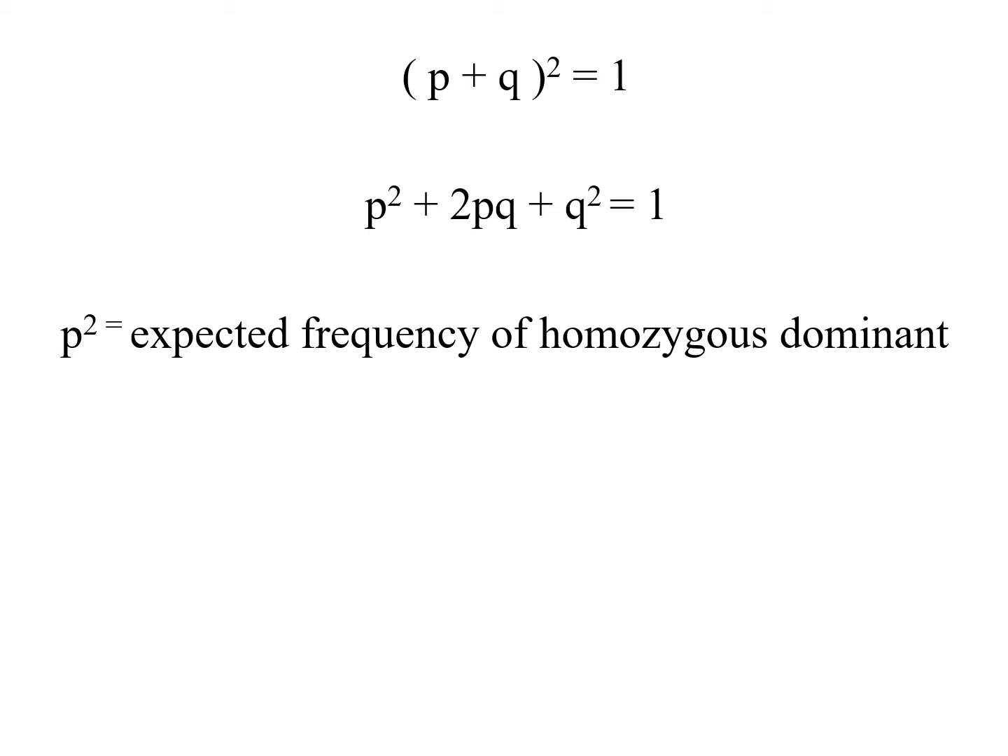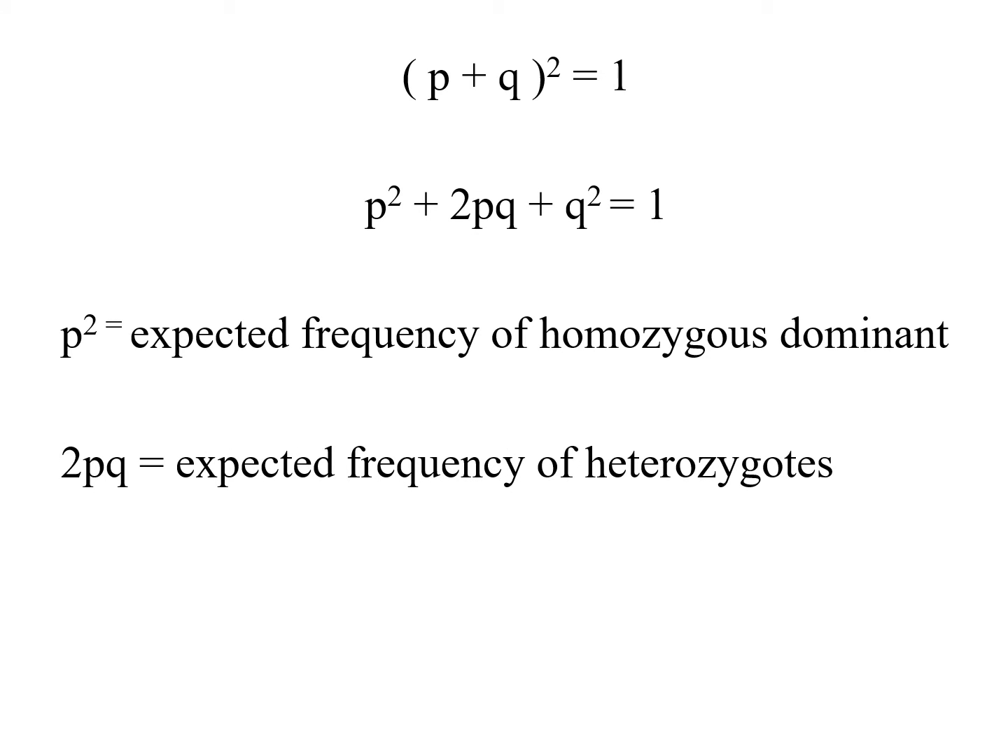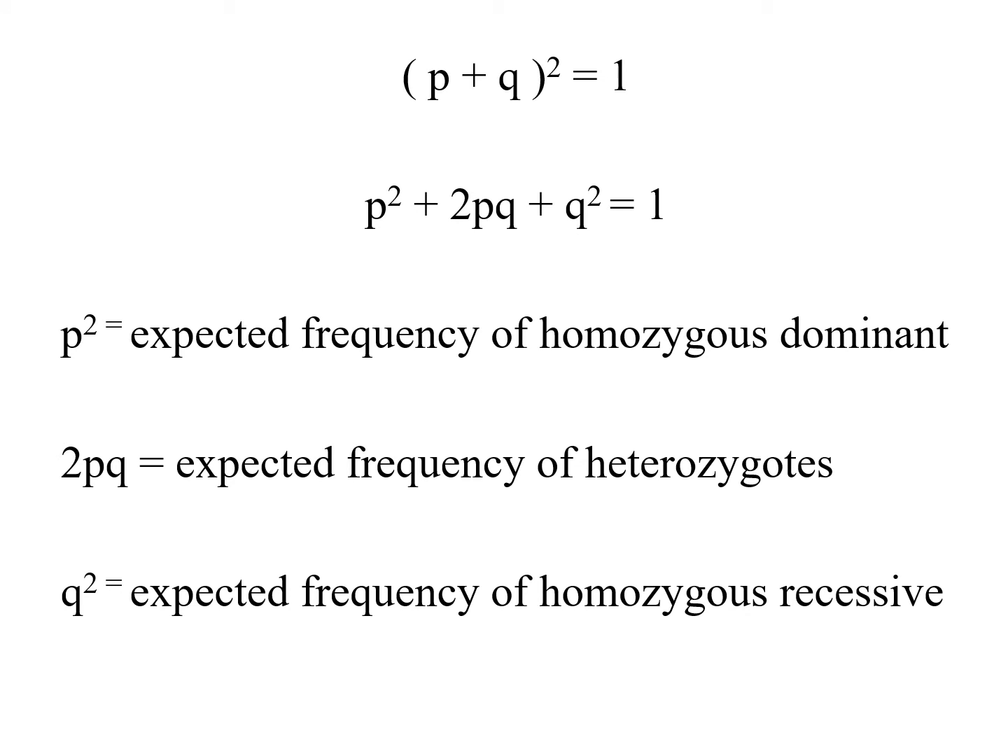To have 2 copies of the dominant allele, that's what p squared represents. It is the expected frequency of the homozygous dominant genotype. 2pq is the expected frequency of heterozygotes. And that leaves us with q squared as the expected frequency of the homozygous recessive genotype.